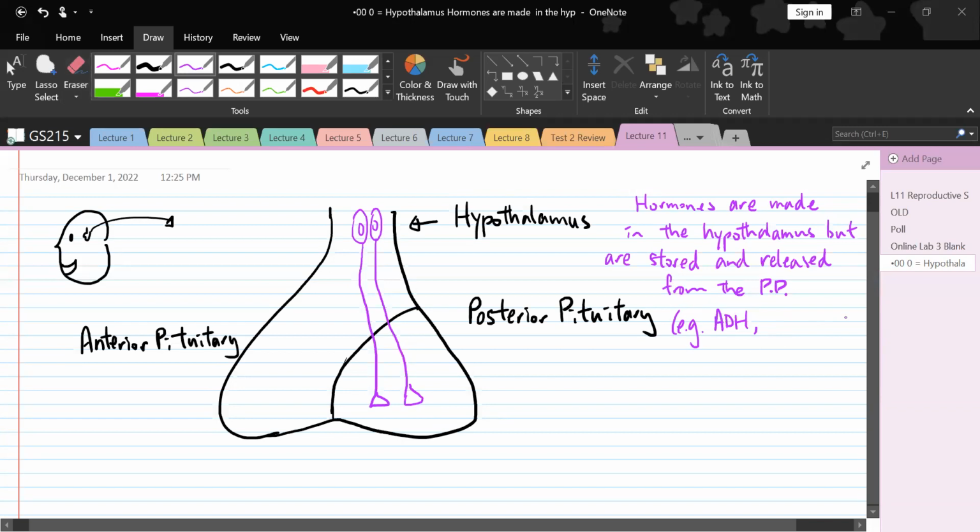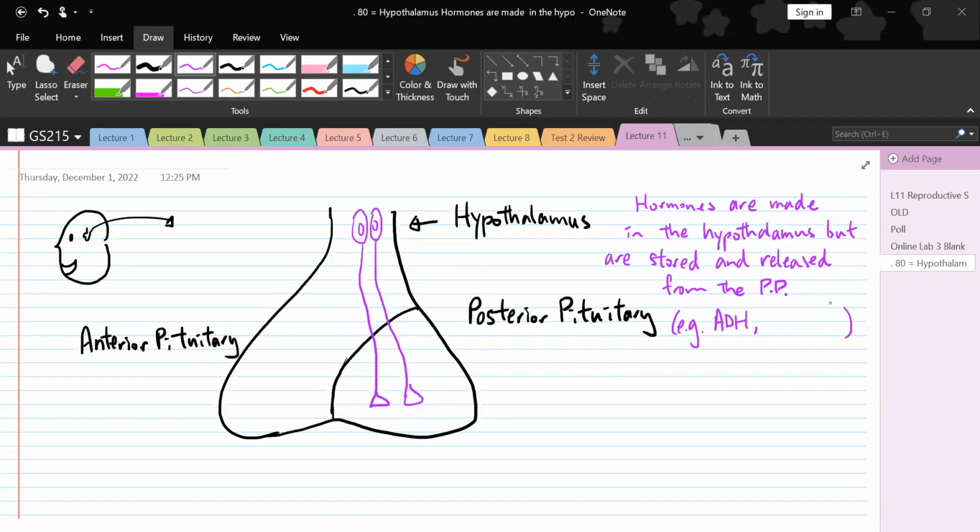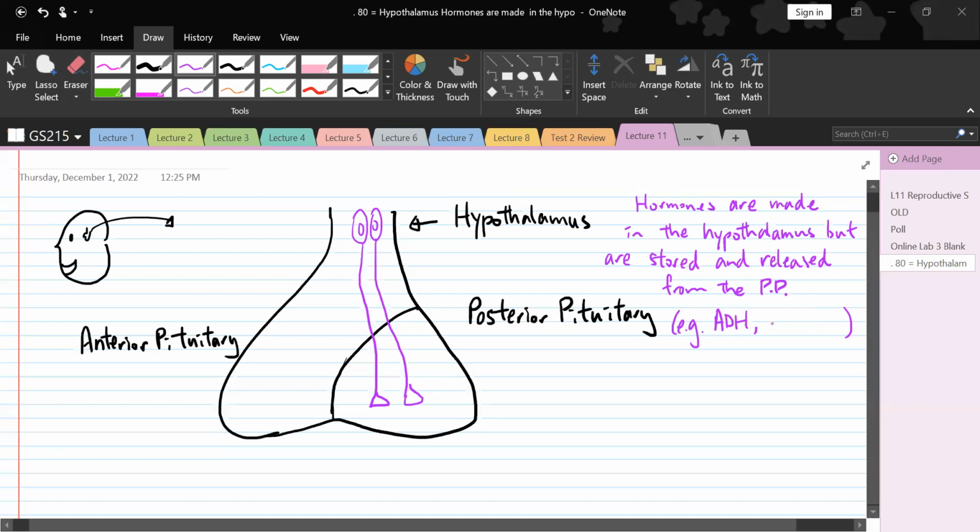There is another hormone that does this. Does anybody know what it is? Maybe it was mentioned in the lecture. I don't remember if I talked about it yet, but I just want to throw it out there. I'll give you a hint: it's important for females for giving birth and for breastfeeding. Oxytocin? Oxytocin, that's correct. Thank you. So that's oxytocin.